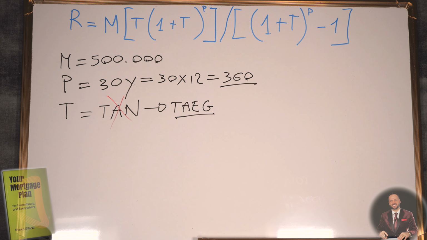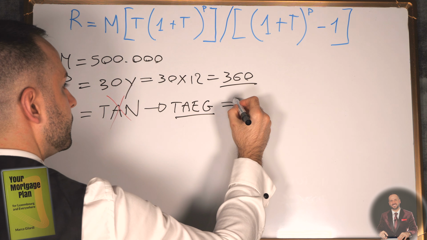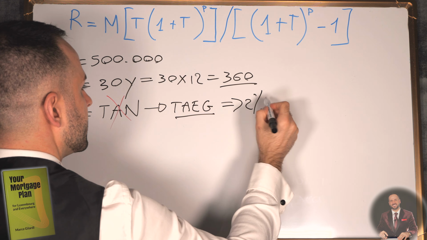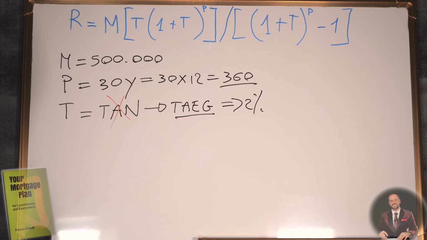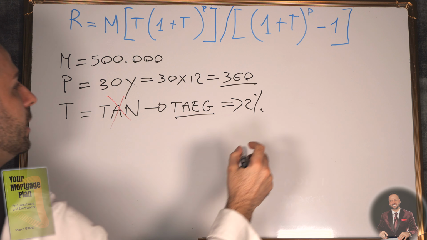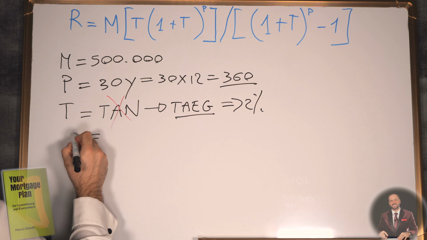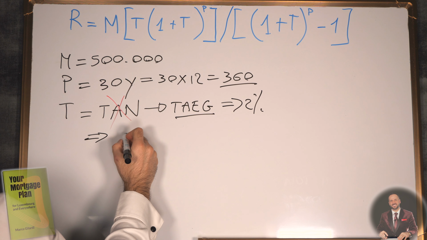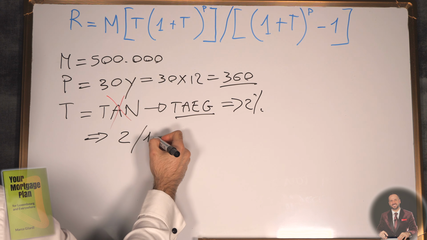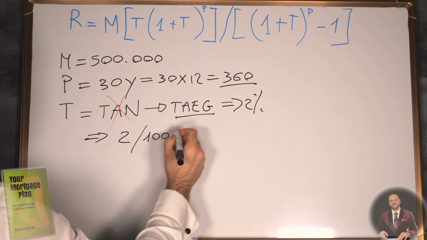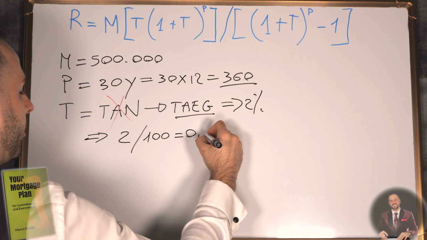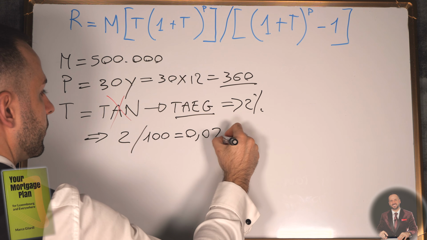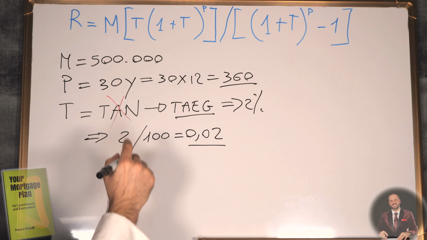After that, for instance, we decide that it will be 2%, okay? It's 2% of interest. If it's 2%, then we have to convert it to be applicable in our formula. So 2% means that you have to do 2 divided by 100, which is 0.02. Okay, this value is yearly.